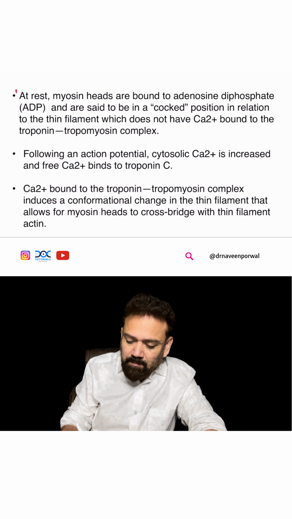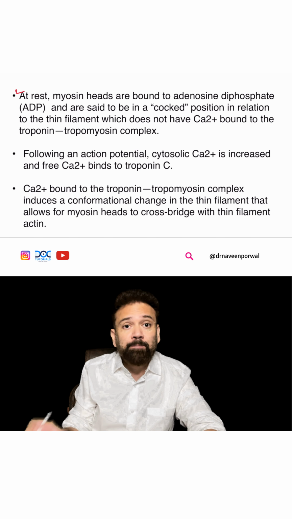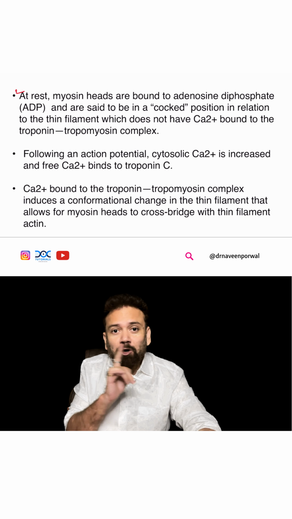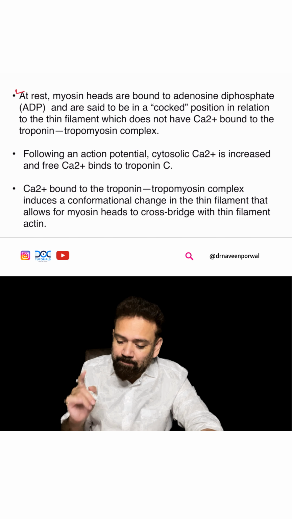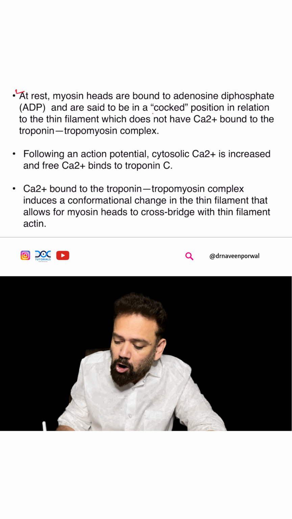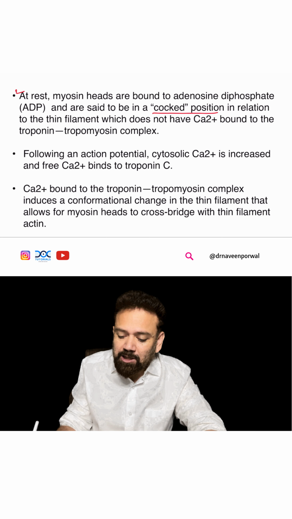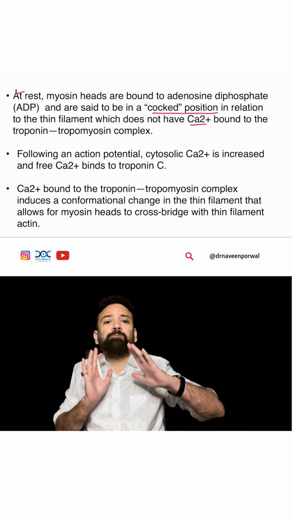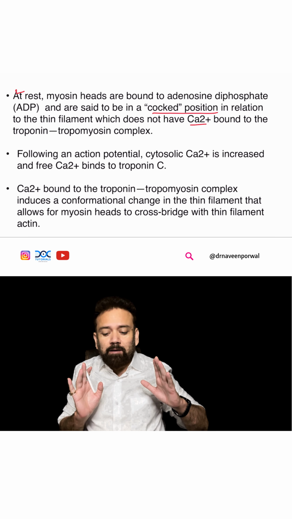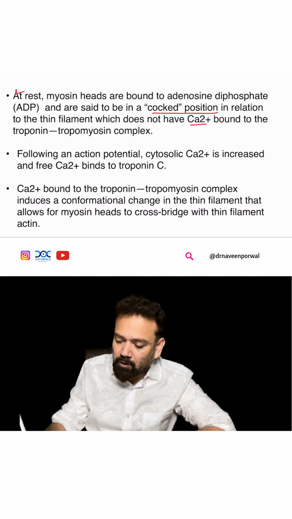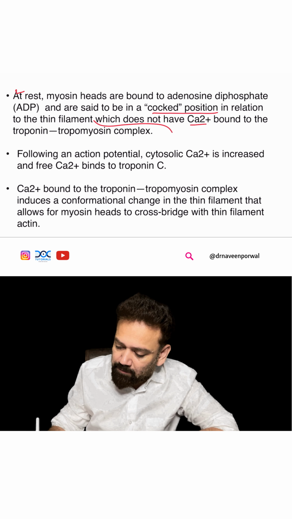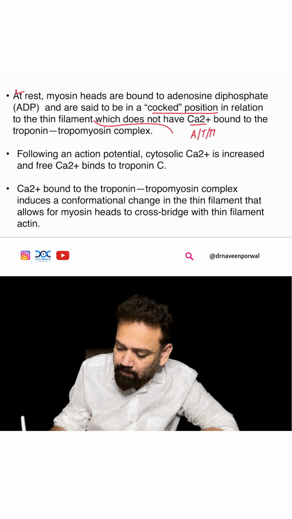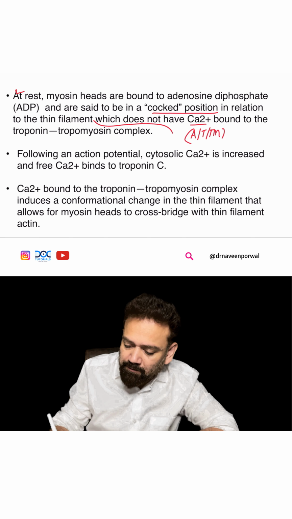So at rest, myosin heads are bound to ADP, and are said to be in the cocked position in relation to the thin filament, which does not have calcium. So until calcium is present... okay, what is the thin filament made up of? The thin filament is made up of actin, troponin and tropomyosin. The thick filament is made up of myosin alone.